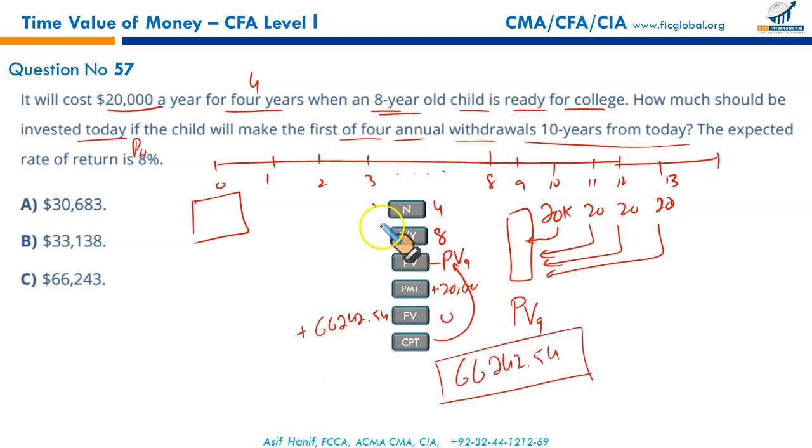What should we invest today for 9 periods at 8% with no regular payment, so as to accumulate 66,242, which will be enough for the child to withdraw 20,000 per month? So enter the numbers, press CPT PV, and there you go. You get your result. It's going to be 33,137.76. If rounded off, it gives you B as the correct option.